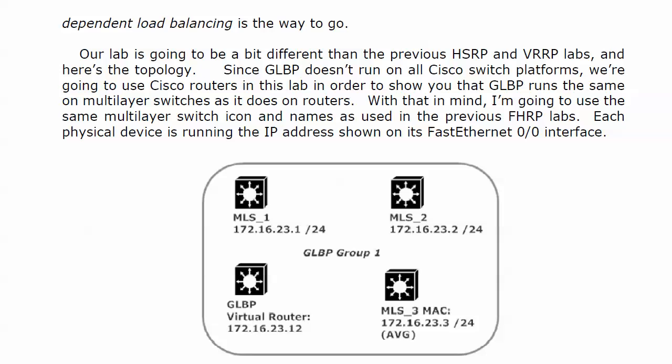I'm going to use the same multi-layer switch icon and names as we've used in the previous labs. I just want to mention that here, each physical device is going to be running the IP address shown on its FastEthernet 0/0 interface. So if you break open some switches in your home lab, and the GLBP commands are returning, gee, I don't know what you're talking about, unrecognized command, that's why. It simply does not run on that many switch platforms, but it runs on most router platforms.